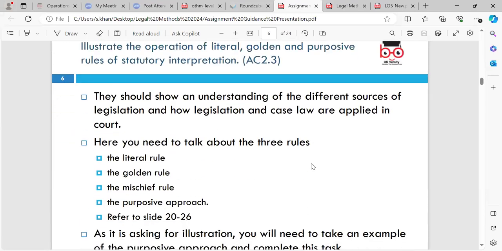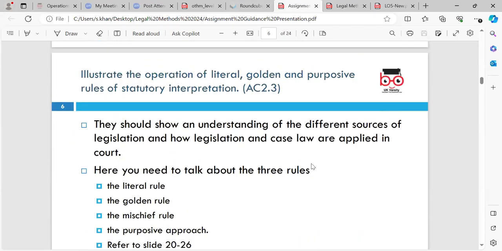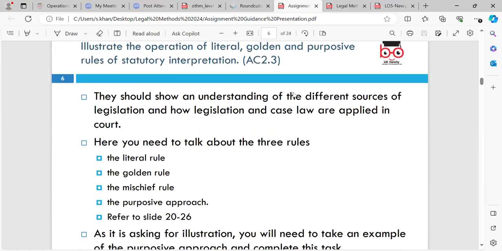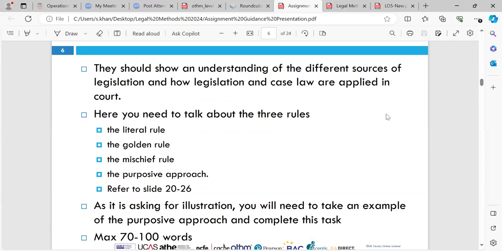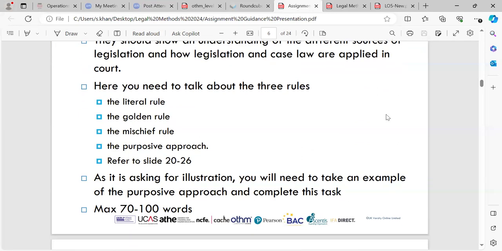The next part is to illustrate the operation of literal, golden and purposive rules of statutory interpretation, and that's AC 2.3. Here you should show an understanding of the different sources of legislation and how legislation and case law are applied in the court. Here you need to talk about the three rules, the literal, golden, mischief and purposive approach, and refer to Article 20 to 26.